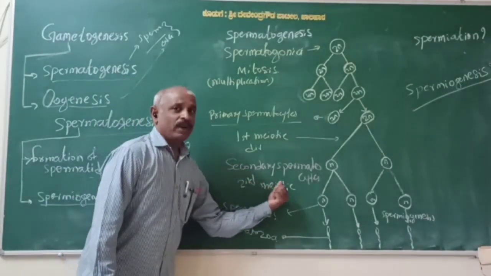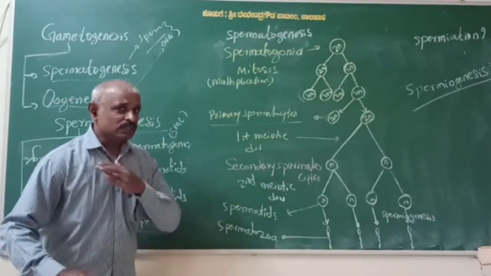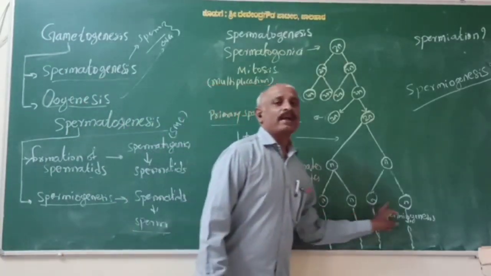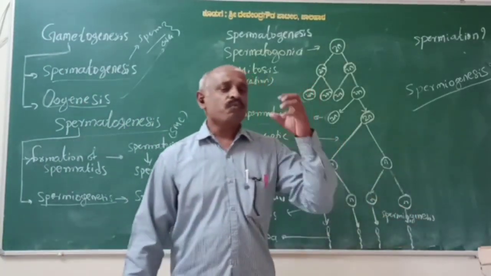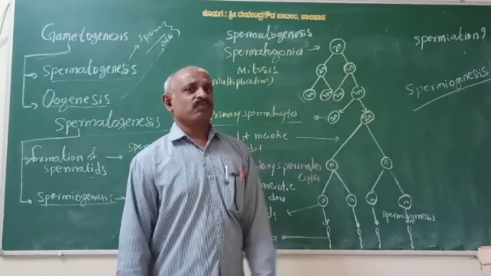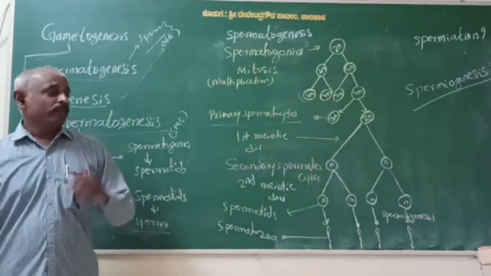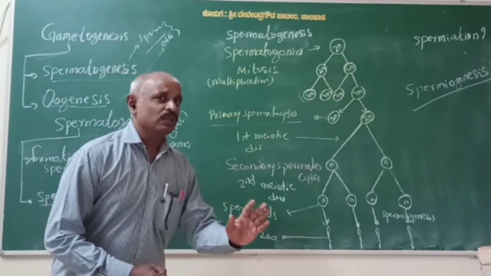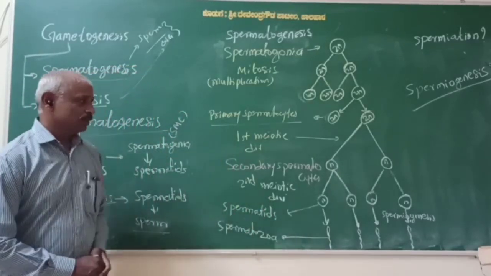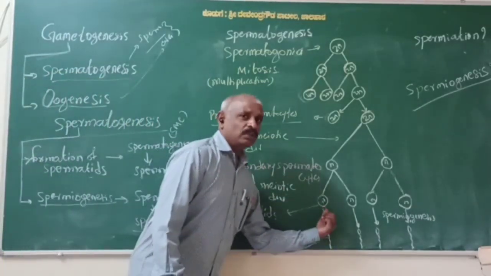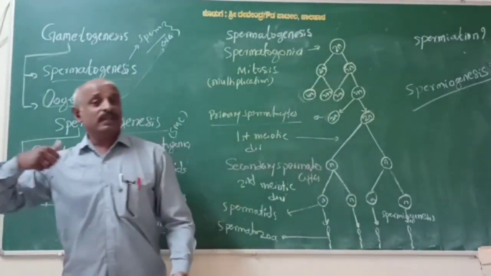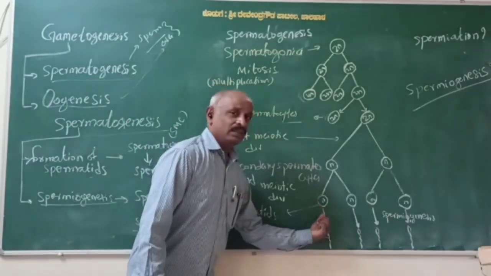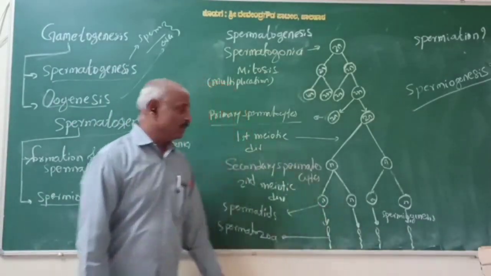These secondary spermatocytes undergo the second meiotic cell division and form the spermatids. Four functional spermatids are formed. Remember, in male, all these four cells are functional. Very important. After the formation of the spermatids, as I already told, these remain attached to the Sertoli cells. From that, the maturation takes place.